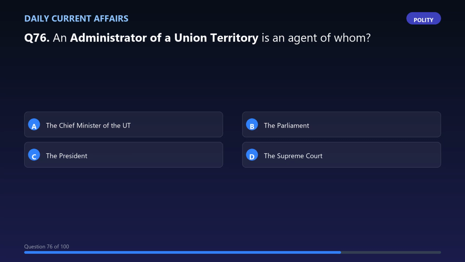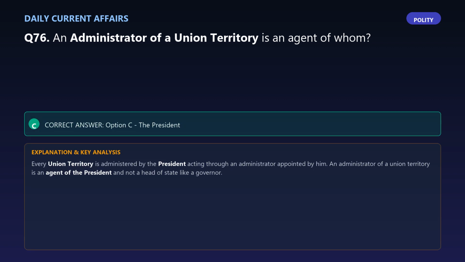Question 76. An administrator of a union territory is an agent of whom? The correct answer is option C, the President. Explanation: every union territory is administered by the President acting through an administrator appointed by him. An administrator of a union territory is an agent of the President and not a head of state like a governor.